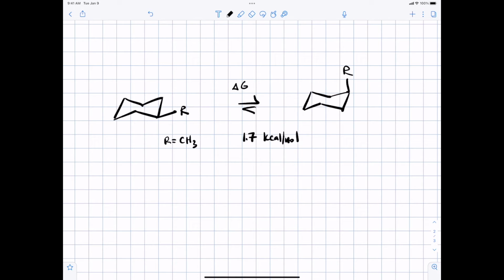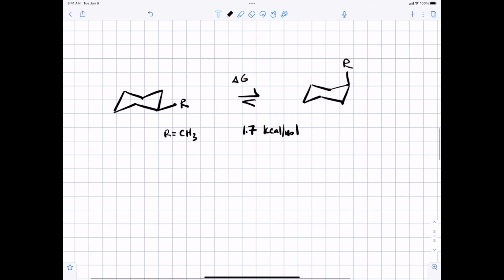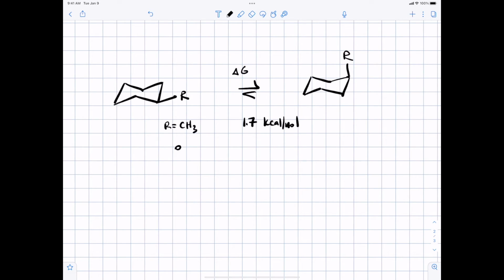And there are lots of values for other types of substituents. For example, the OH group, depending on its particular shape, was in the range of 0.6 to about 1 kilocalories per mole.